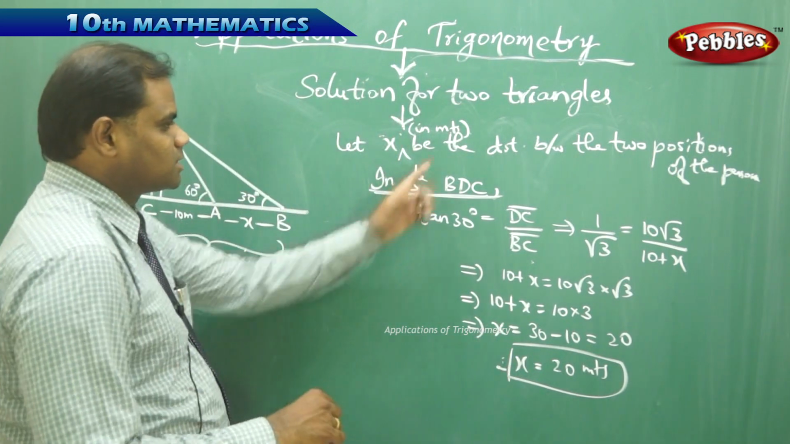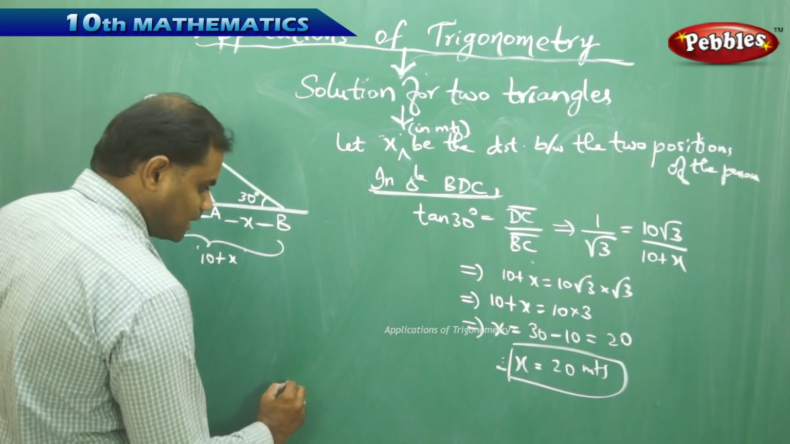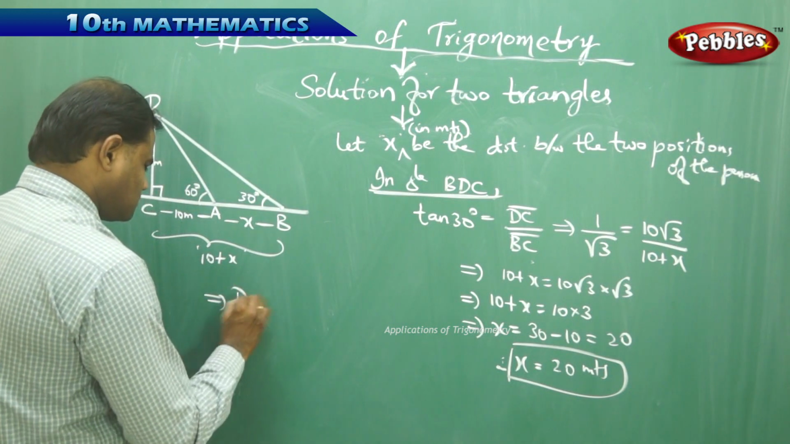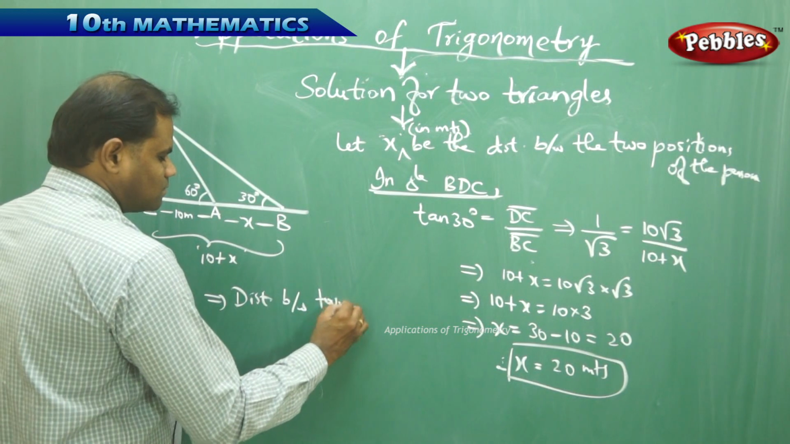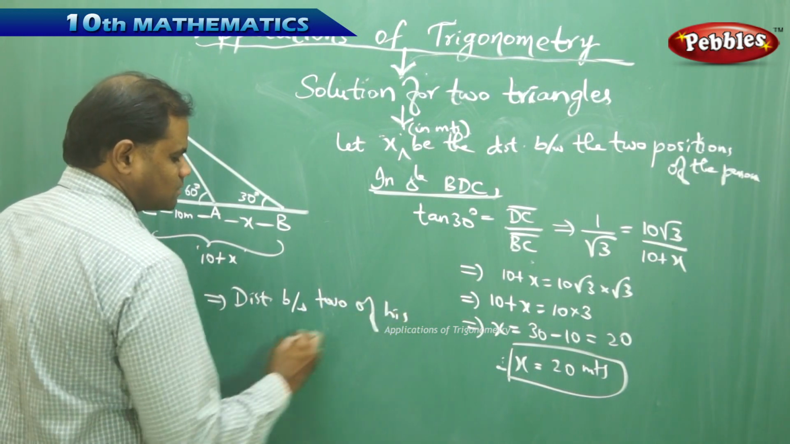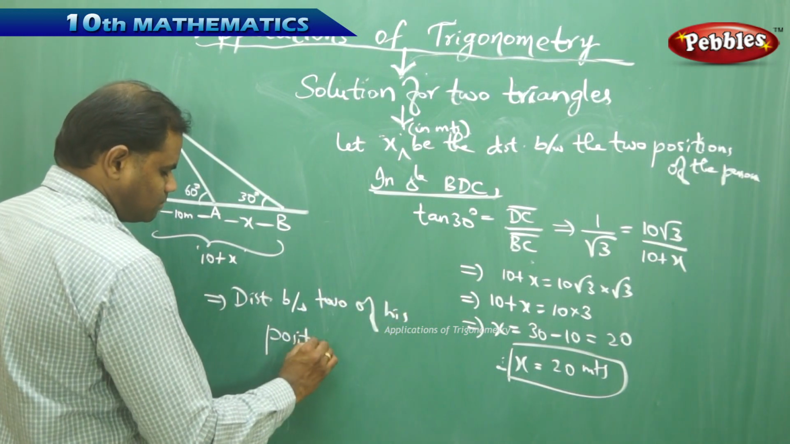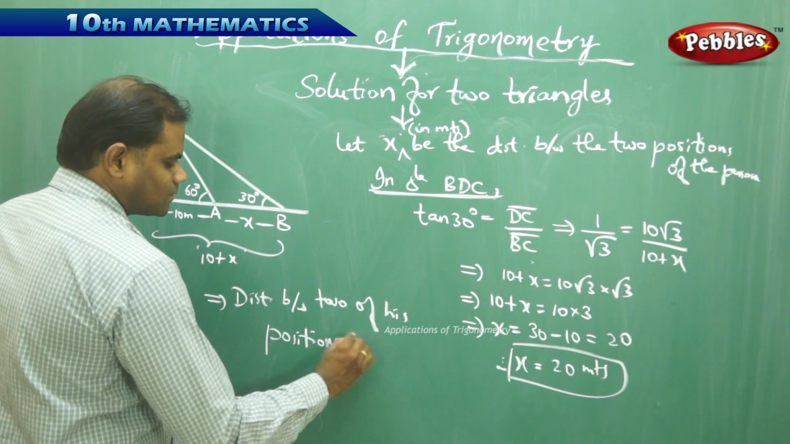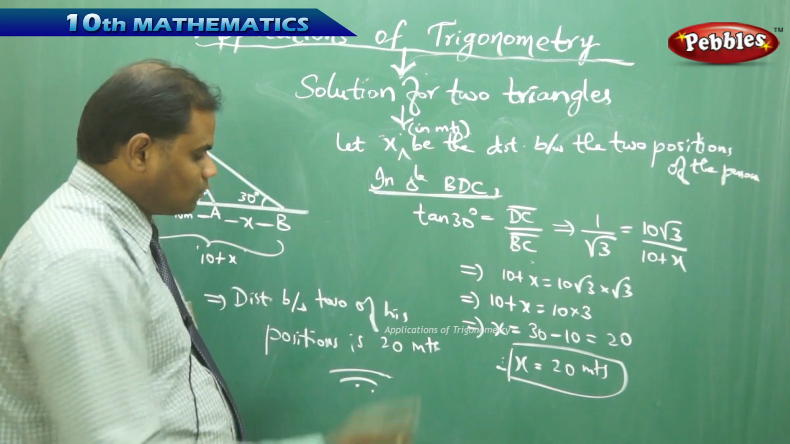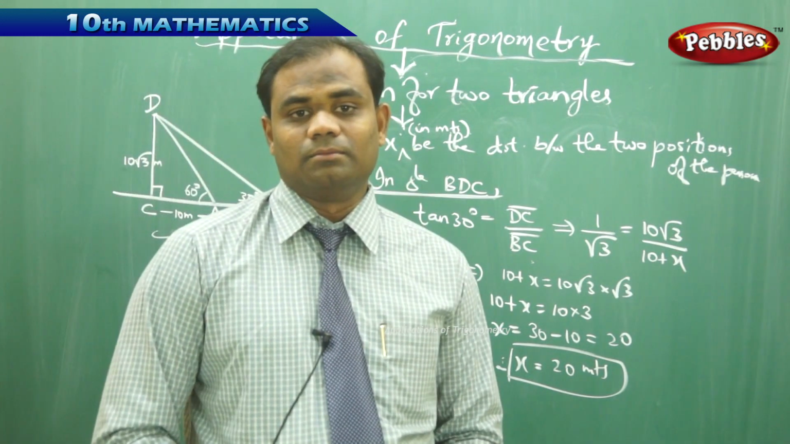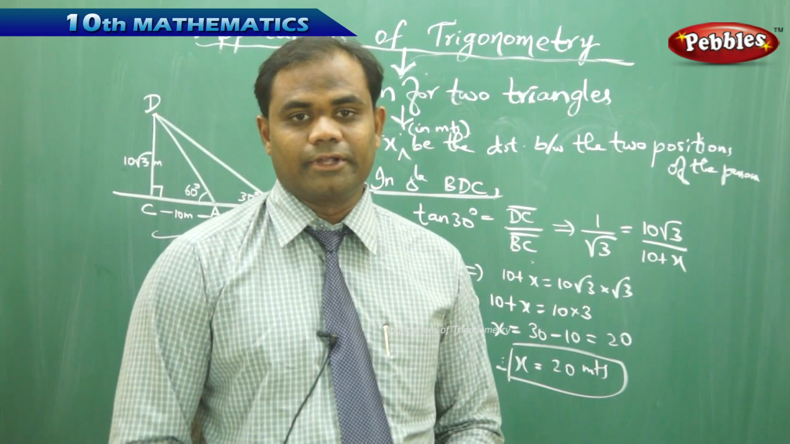Therefore this 20 meters implies that the distance between two of his positions is 20 meters, is how I understand the real life problem connected with trigonometry and its ratios.